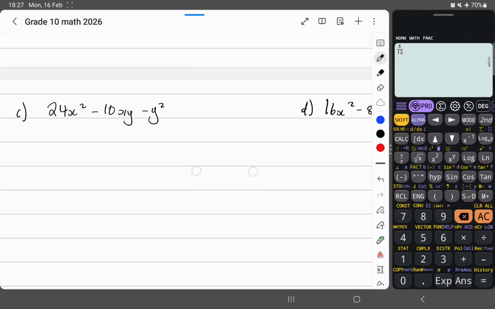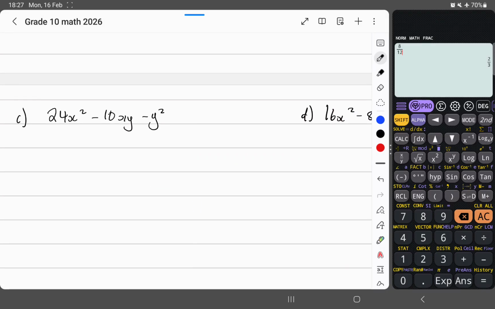Let us look at letter C. There's a 1 here. It means I'm going to multiply by a 1. Therefore, I'm going to have x squared minus 10xy minus 24y squared. Two numbers, when you multiply, they give you negative 24, but then when you add them, they give you negative 10. It's a negative 12 and positive 2.